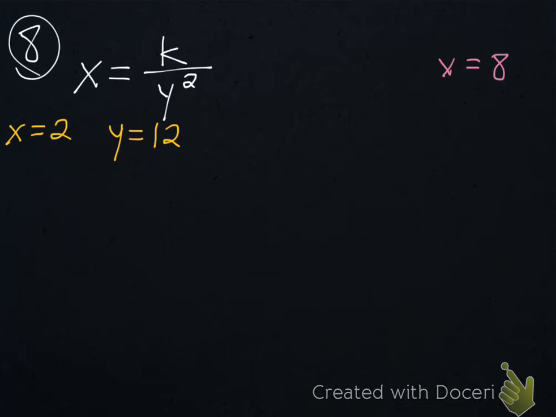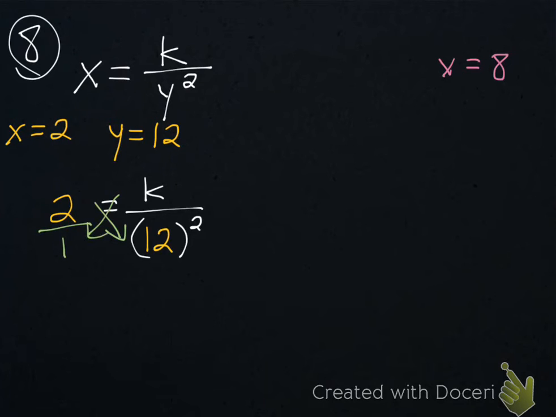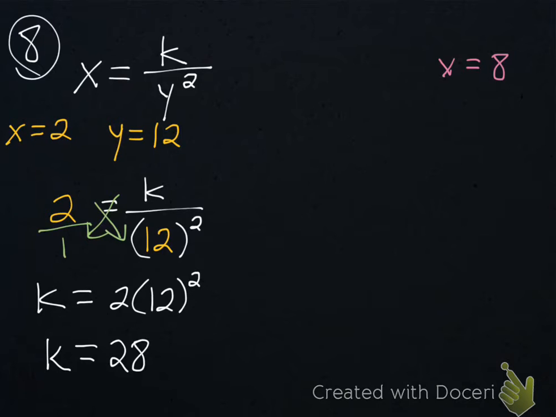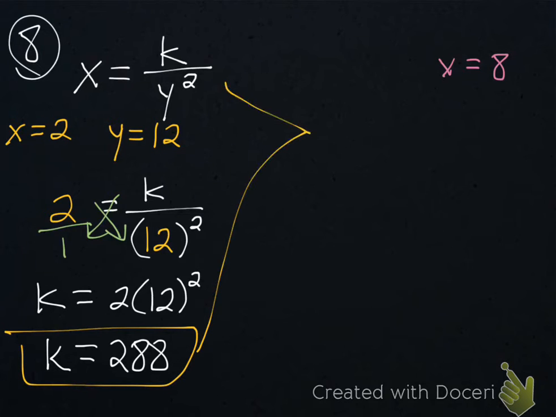Okay. So first thing we have to do is plug in. Remember, you're squaring whatever you plug in. So I have a 2 for X and a 12 for Y. We can still put the 2 over 1 and cross multiply. So we have a fraction equal to a fraction. So I'm going to get K equals 2 times 12 squared. You got to think about this. 12 squared is 144. Multiply by 2, you get 288. That's a big number, but that's okay. Big numbers happen in life. We're going to plug that into our equation.